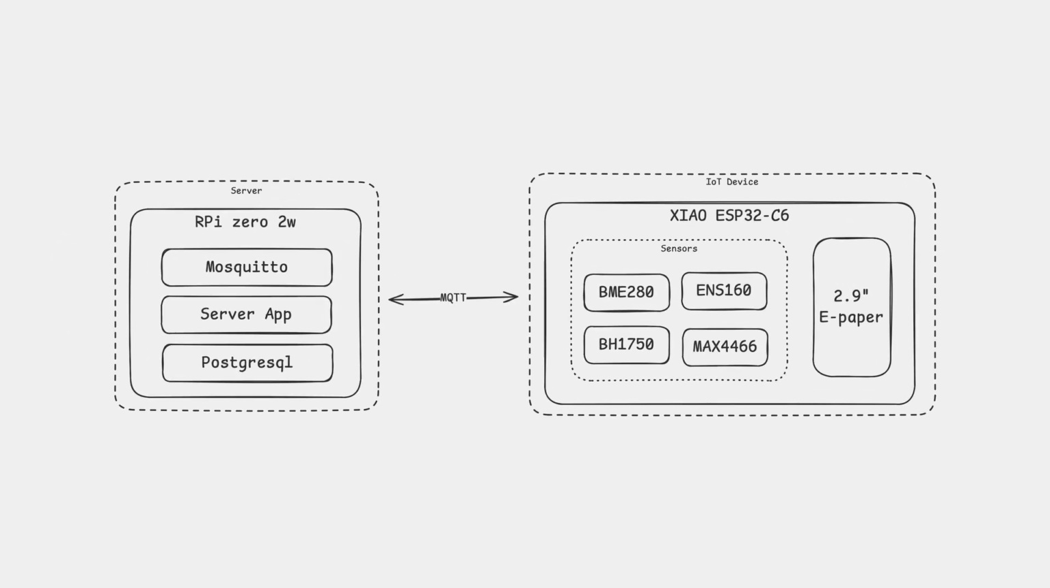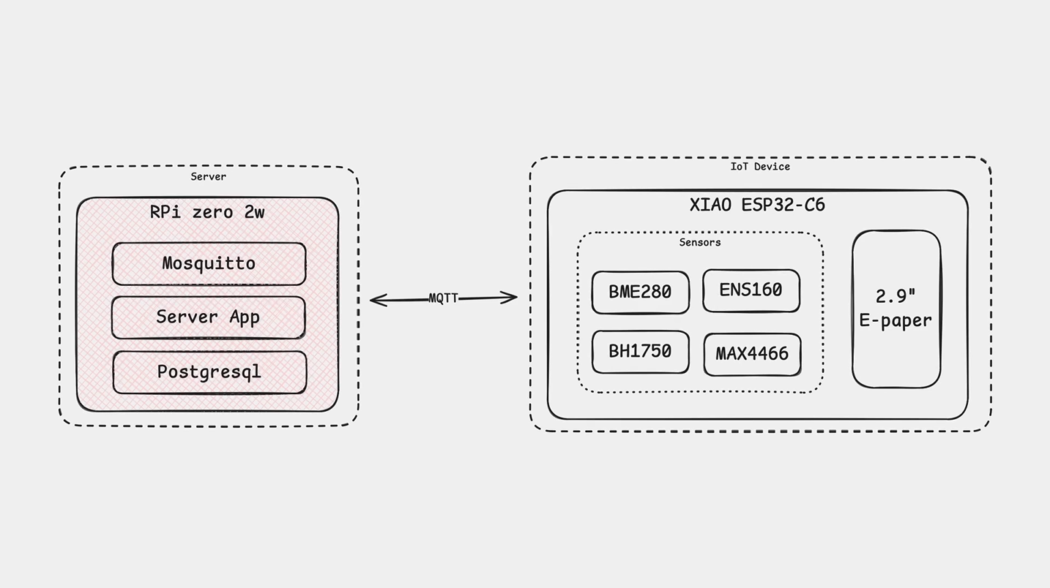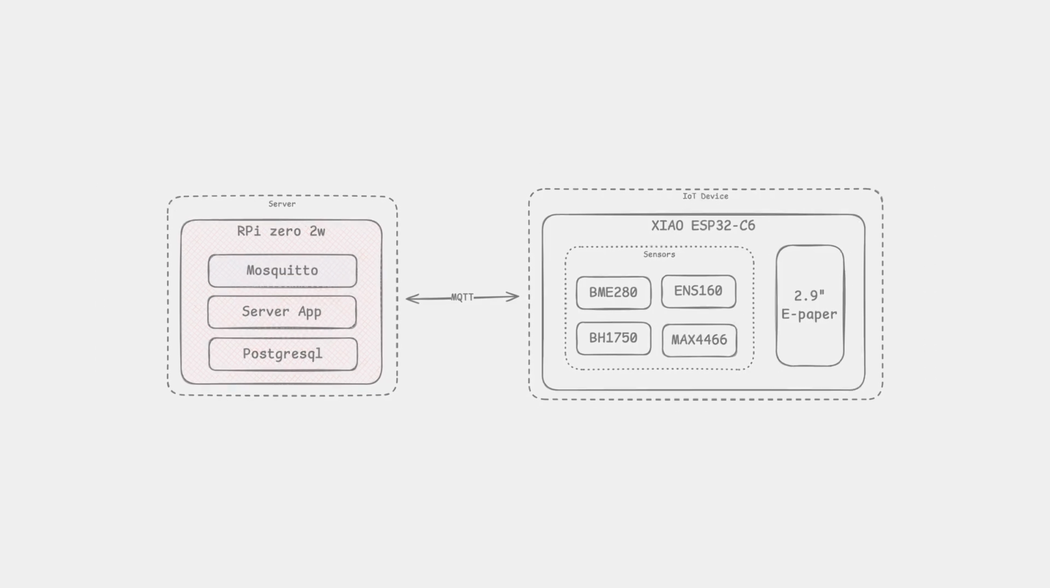In the previous part we installed the operating system on the Raspberry Pi, and today we will install the Mosquitto MQTT broker on it. Let's get started.